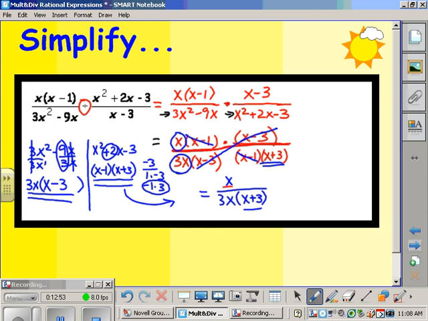But our monomials, the x and the 3x, we can cross those x's out. And notice we have nothing left in the numerator. So if you have nothing left, you fill it in with a 1. And then in the denominator, we still have a 3 and an x plus 3. So that would be the answer for that problem.